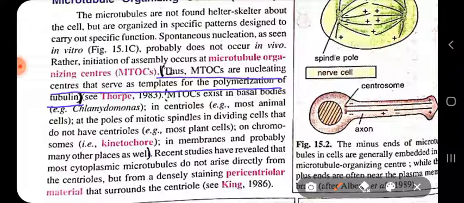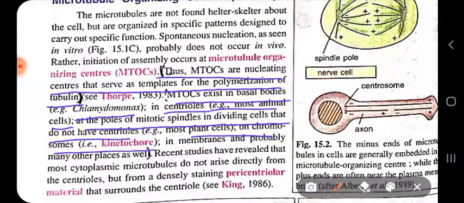Microtubule organizing centers are observed in the basal bodies, like we have seen in Chlamydomonas, in the centrioles of most animal cells, at the poles of the mitotic spindles, in dividing cells that do not have centrioles, on chromosomes also, like in kinetochores, in the membranes, and probably many other places as well. So the microtubule organizing center acts as a nucleating center. They serve as the site so that several tubulin molecules interact to form the microtubule seed. Okay, and it protects the minus end of the microtubule from disassembly.